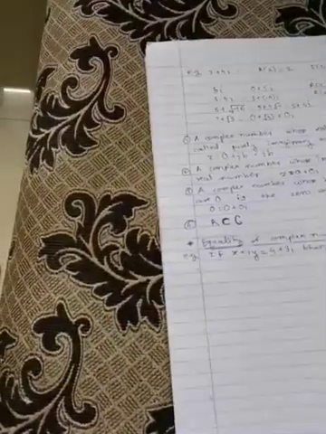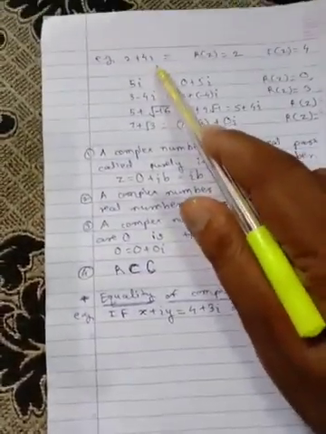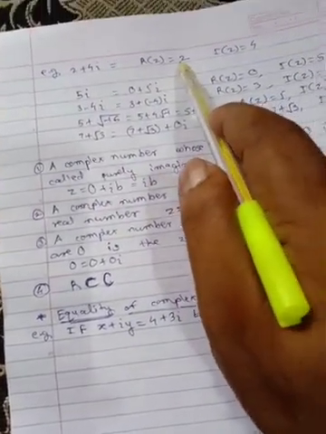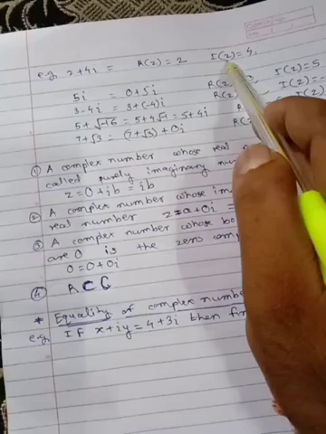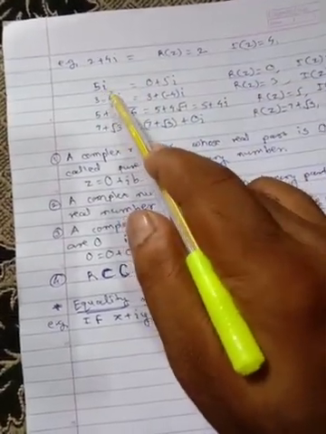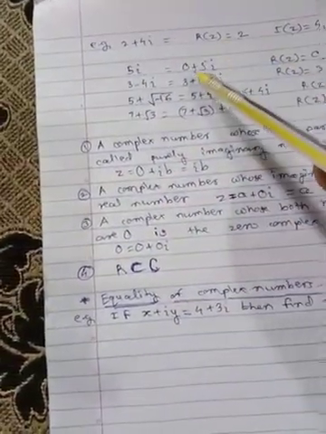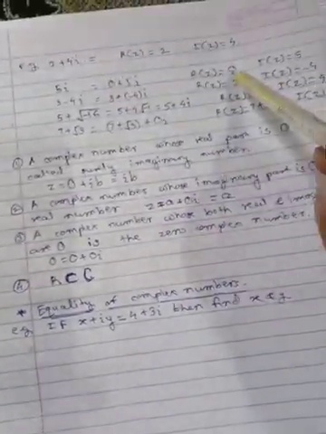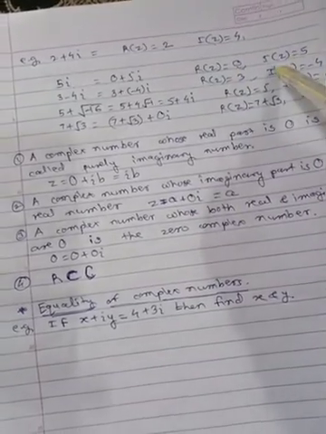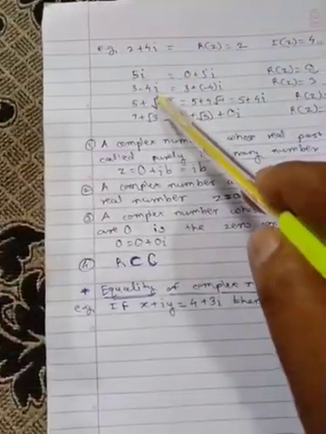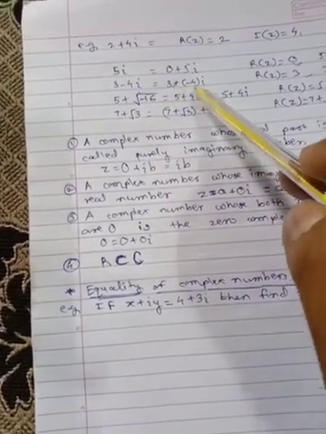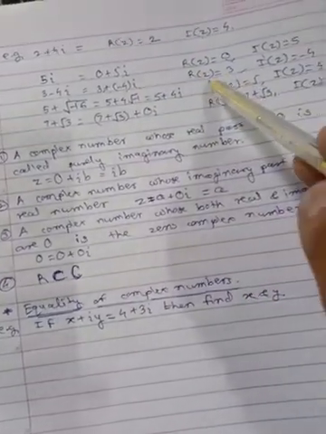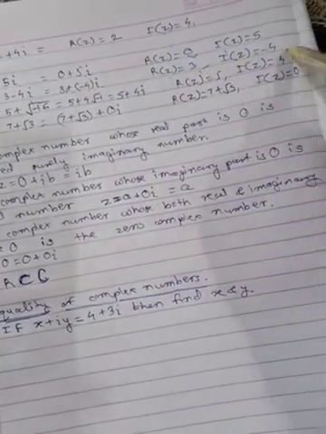Now, for example, 2 plus 4i: here 2 is the real part and 4 is the imaginary part. 5i, we can represent in a plus ib form, that is, 0 plus 5i, where 0 is the real part and 5 is the imaginary part. 3 minus 4i, that is 3 plus minus 4i, we can split like this. Then the real part is 3 and the imaginary part is minus 4.